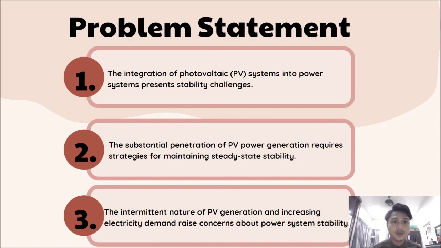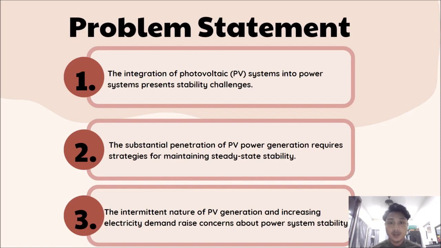So I will continue the presentation for the project. For the problem statement, the first problem is that the integration of photovoltaic (PV) systems into the power system presents stability challenges. The second is that the substantial penetration of PV power generation requires strategies for maintaining steady state stability. The third is that the intermittent nature of PV generation and increasing electricity demands raise concern about power system stability.